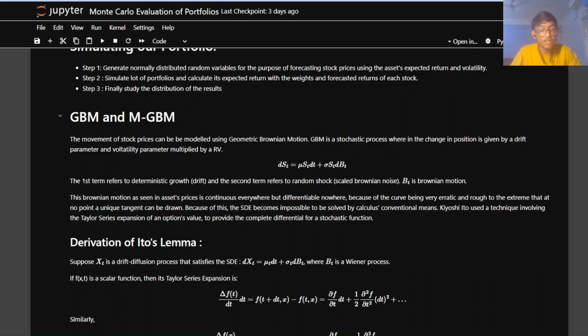The first one is a deterministic growth or the drift, while the second one is a random shock or scaled Brownian noise. So our aim now is to solve this SDE, right, to get an expression for St. But there's a problem. The Brownian motion as seen in asset prices is continuous everywhere, but it is differentiable nowhere, because of which this SDE becomes impossible to solve by calculus's conventional means. And so there's this guy Kiyoshi Ito, who developed a technique using the Taylor series expansion to solve this SDE. So let's see what he has done.